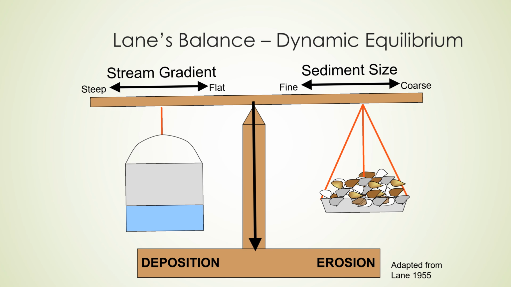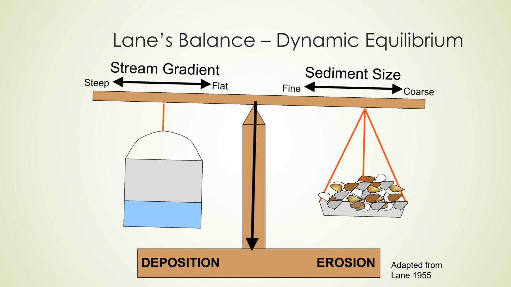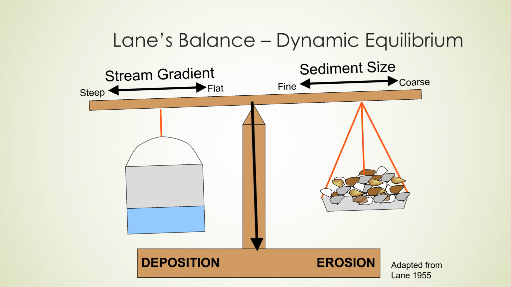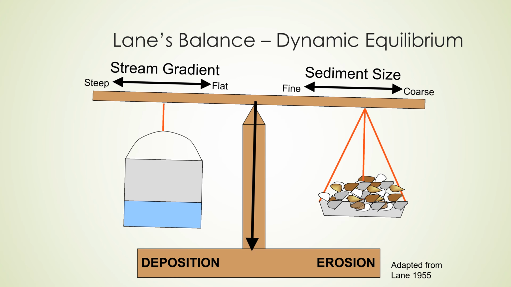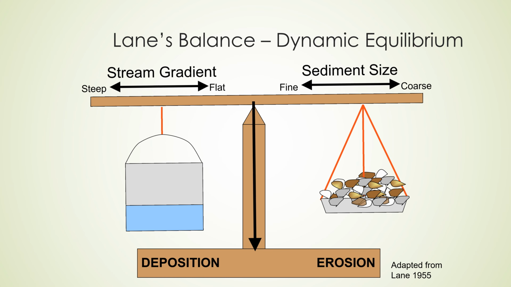Things that can change the balance or equilibrium include large changes in quantity of water or stream flow, large changes in the quantity or size of sediment, a change in stream slope, or large changes in quantity or quality of vegetation.